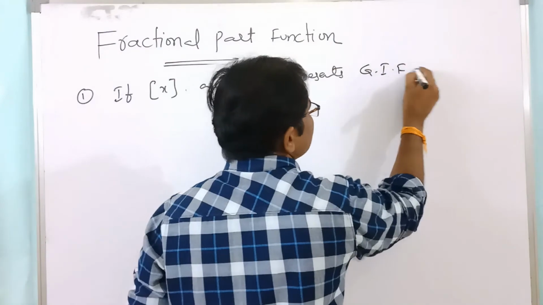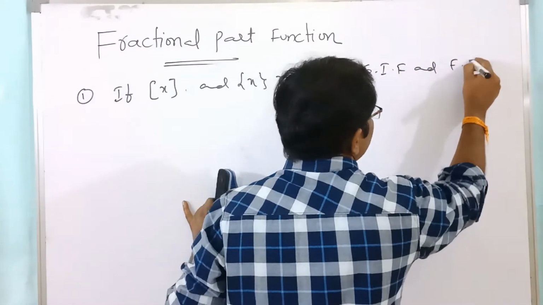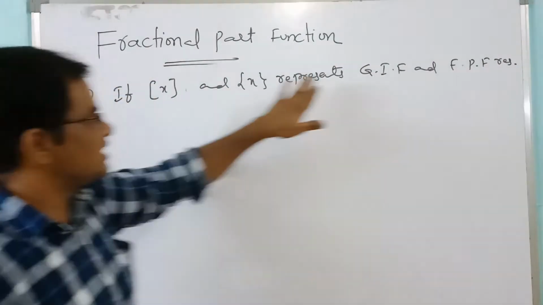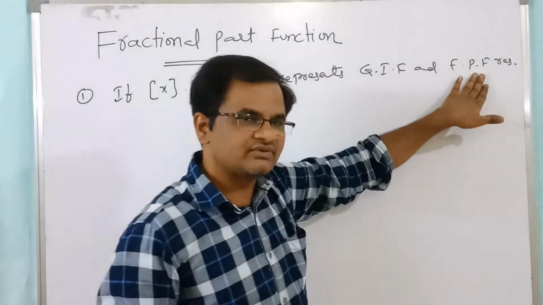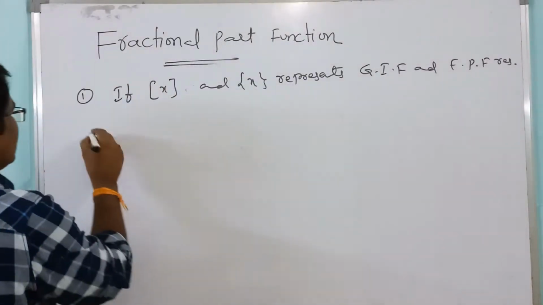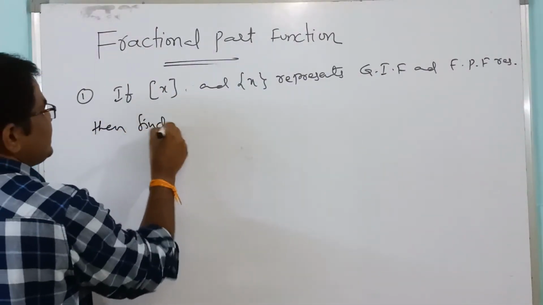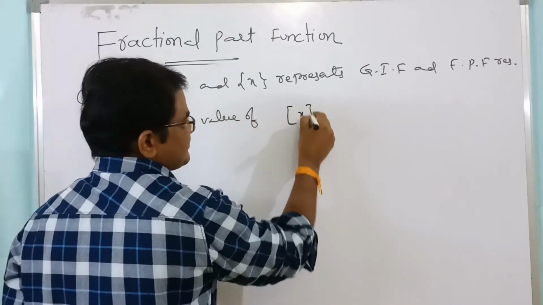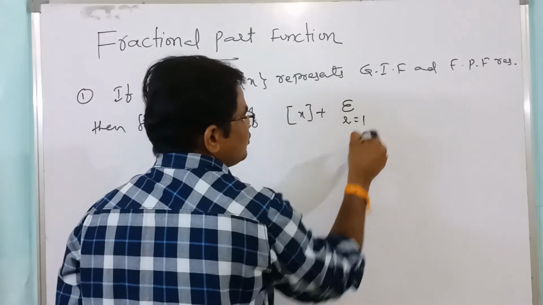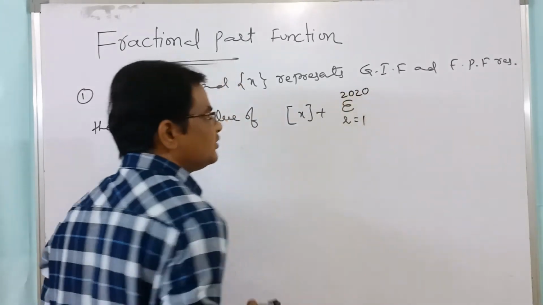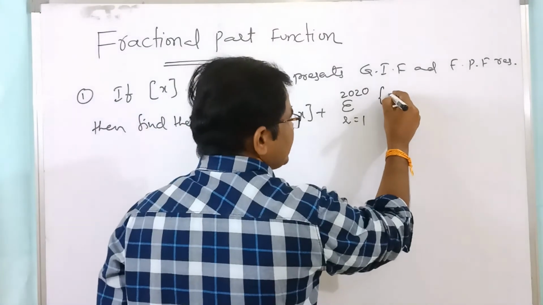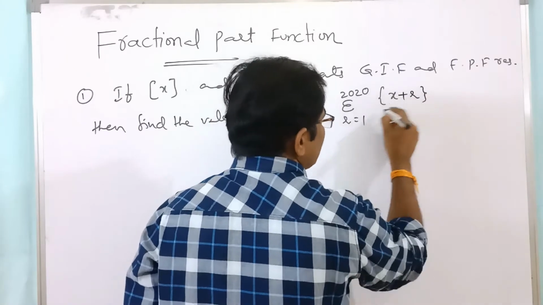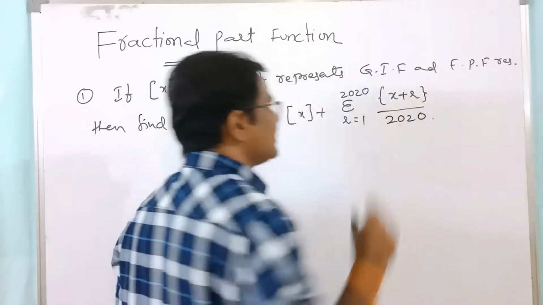Greatest integer function and fractional part functions respectively. Here [x] is the greatest integer function and {x} is the fractional part function respectively. Then find the value of [x] plus sigma r equal to 1 to 2020 of the fractional part function of (x plus r) divided by 2020. This value they are asking.